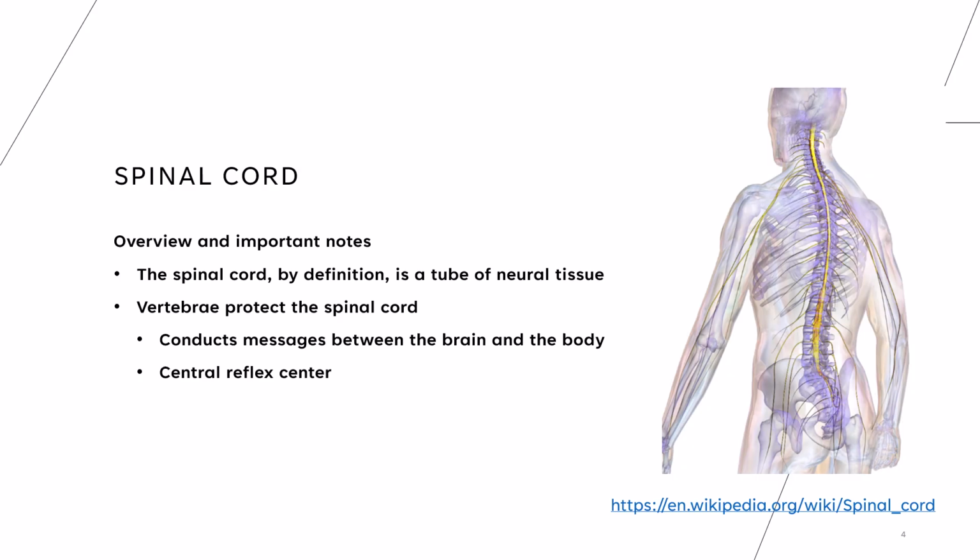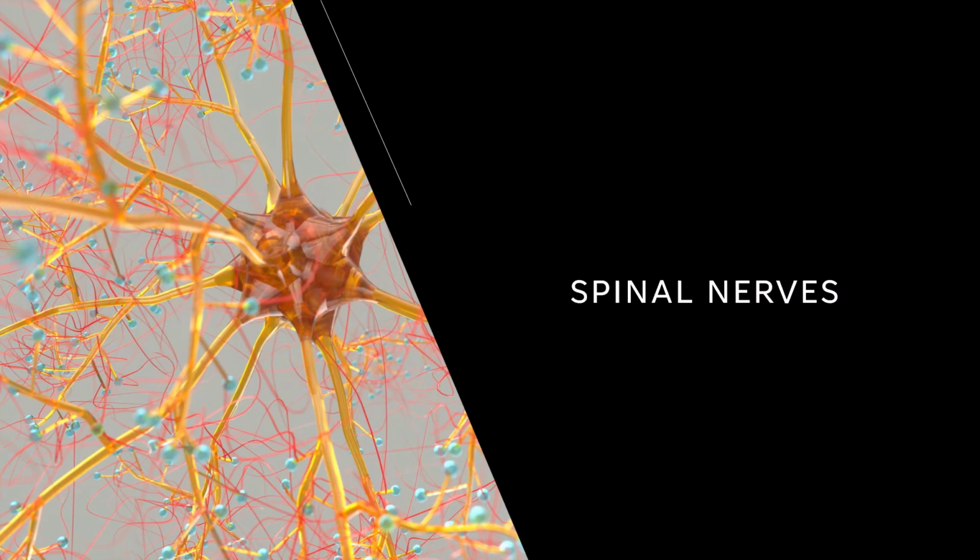So, an overview of the spinal cord. The spinal cord, by definition, is a tube of neural tissue. The vertebrae protects the spinal cord, that's why it has little holes in it, so the spinal cord can go through it. It helps conduct messages between the brain and the body, and it is known as the central reflex center.